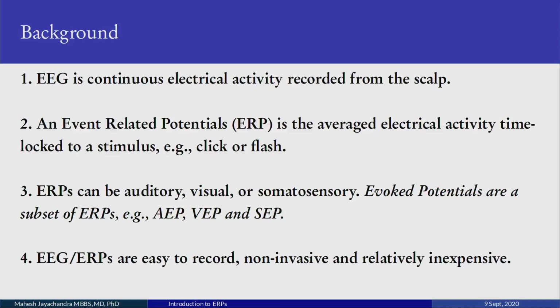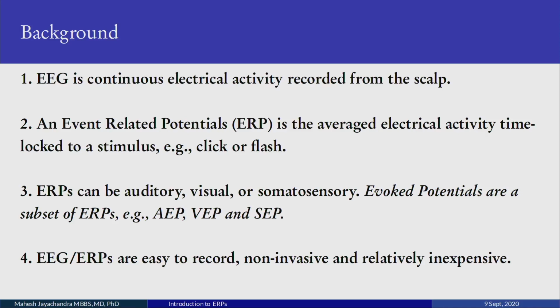It's non-invasive and it's tolerated very well by most people. So EEG, electroencephalography, is the continuous electrical activity recorded from the scalp. An event-related potential, on the other hand, is the average electrical activity which is time-locked to a specific stimulus. It could be a tone, it could be a click, or it could be a flash. ERPs can be auditory, visual, or somatosensory, that is touch.